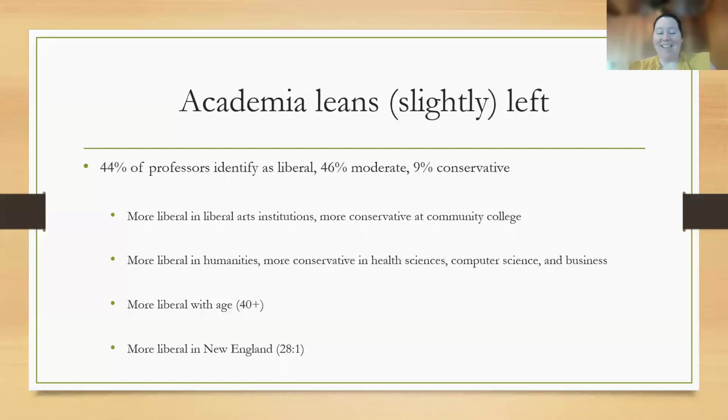And I liked this point here: more liberal with age. 40 plus. I take great offense at that as somebody who is turning 40 in a few months. That is the cutoff for old in academia. But the perception here is that folks are identifying within academia as more liberal as they begin to get a little bit older.